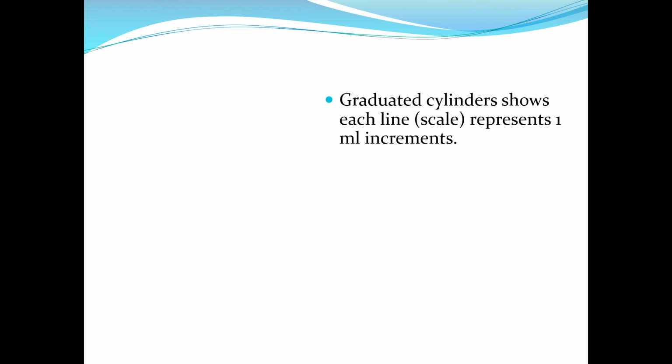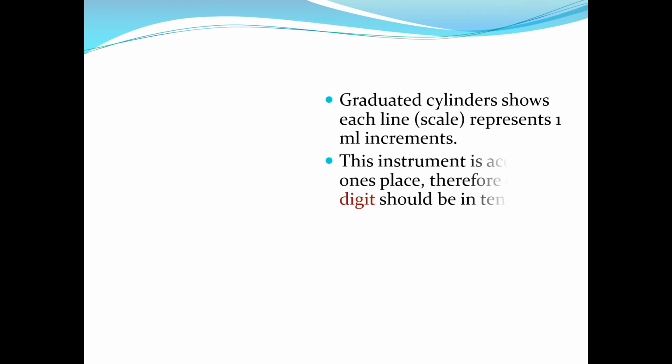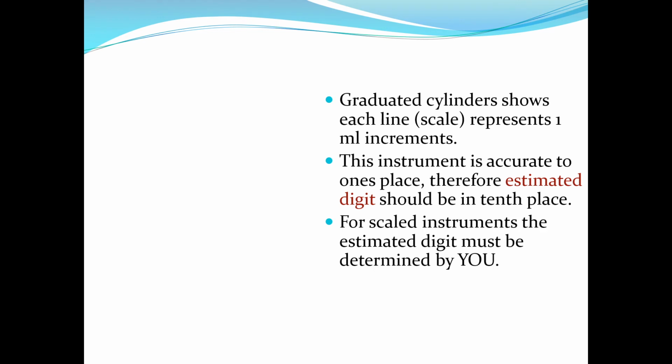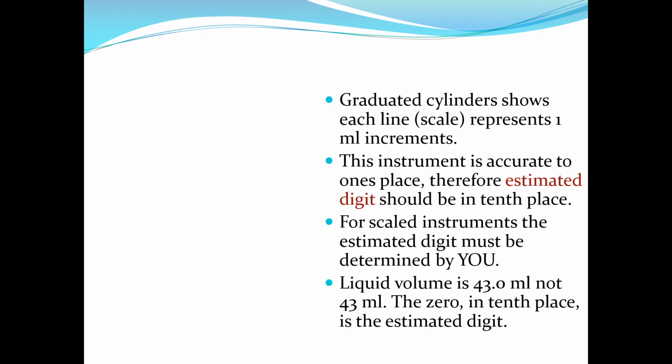Graduated cylinders show each line represents 1 milliliter increments. This instrument is accurate to the ones place, therefore estimated digits should be in the tenths place. For a scaled instrument, the estimated digit must be determined by you. Liquid volume is 43.0 milliliters, not 43.